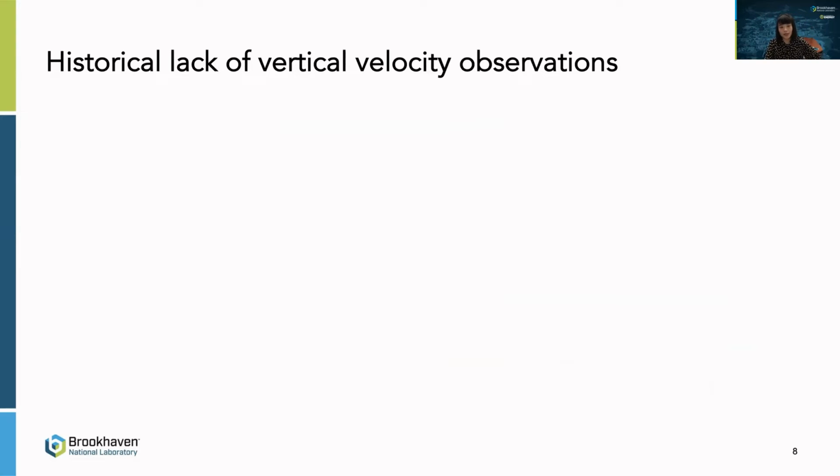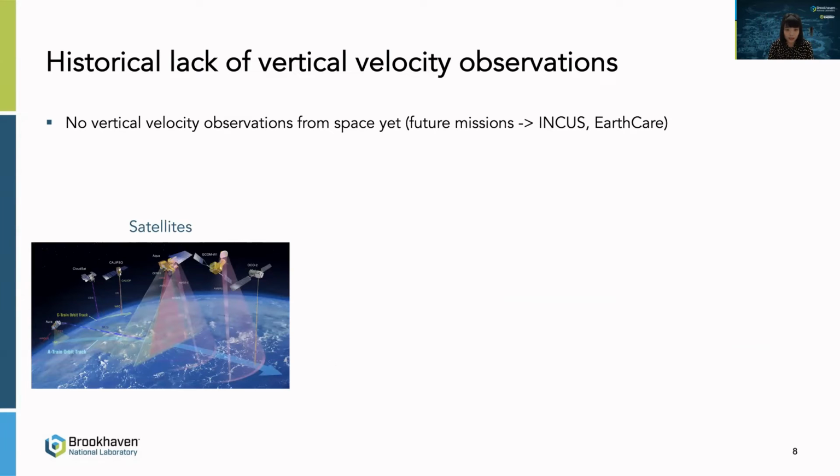Another separate bottleneck is that we don't have a lot of great observations that can tell us more about MCS processes and also can be used to evaluate our model performance. We have satellite observations. These observations are great because they give us a global view of MCSs and their distributions. We can also analyze the variabilities of MCSs across different climate regions, but there are no vertical velocity observations from space yet. Although we have some future satellite missions such as INCUS and EarthCARE, and they're targeting the estimation of updraft intensity.